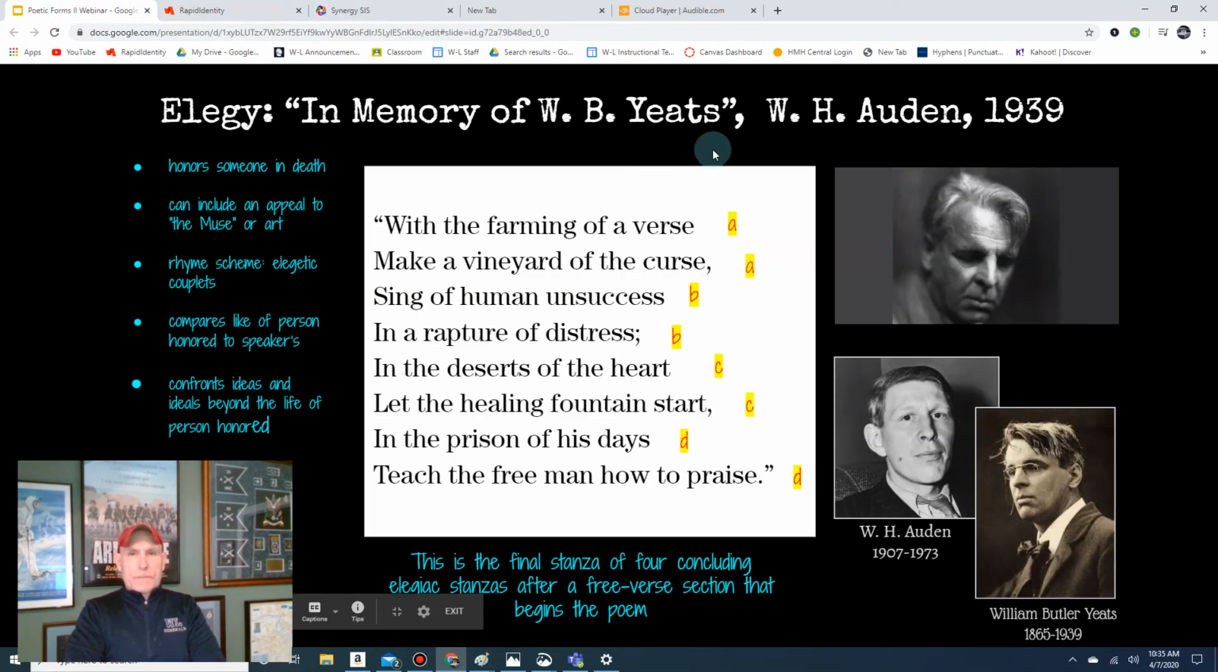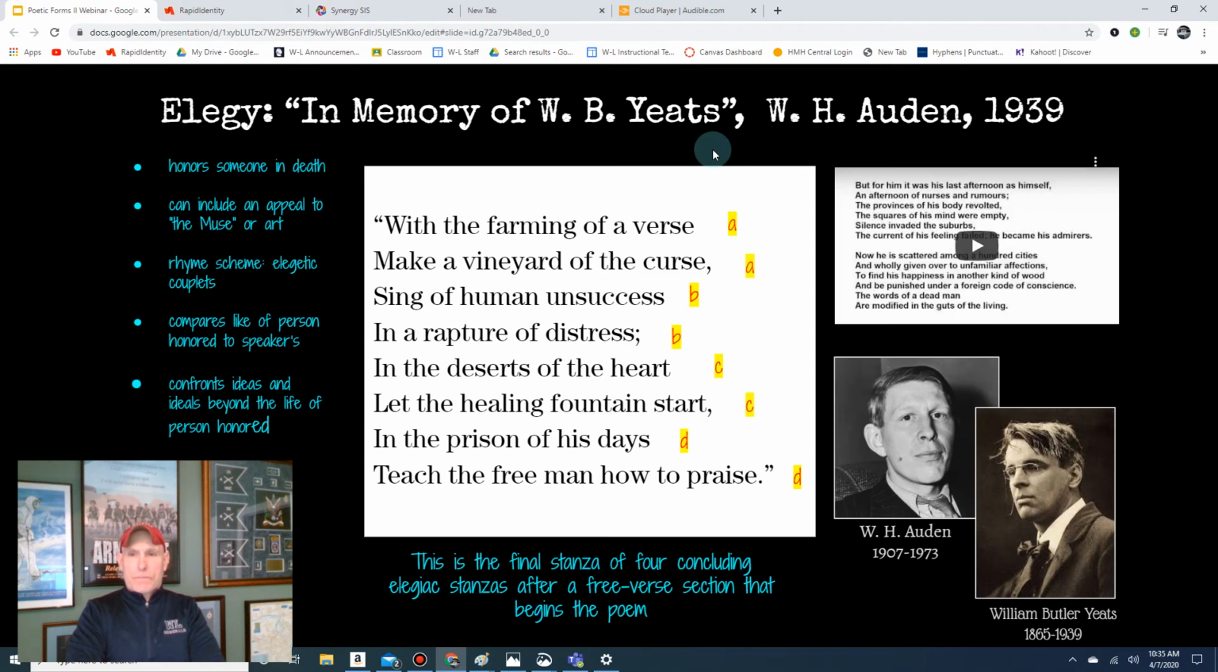The elegy, represented here by In Memory of W.B. Yeats by W.H. Auden, 1939. We'll move on.